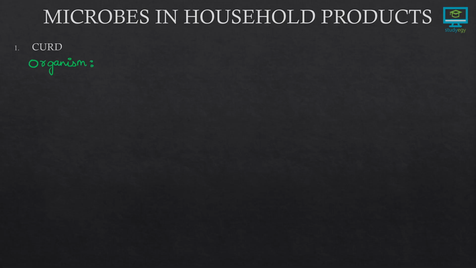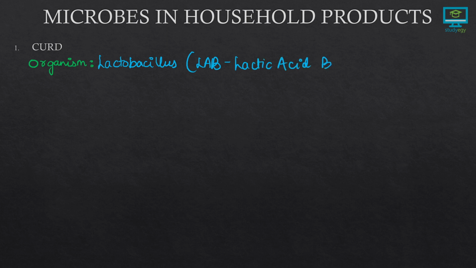Now let's study about the microbes in household products. Coming to curd. The bacteria present in curd is called Lactobacillus. This Lactobacillus is also called LAB, which is lactic acid bacteria. They are called so because they usually produce lactic acid after the partial digestion of milk protein. We'll learn that in detail now.